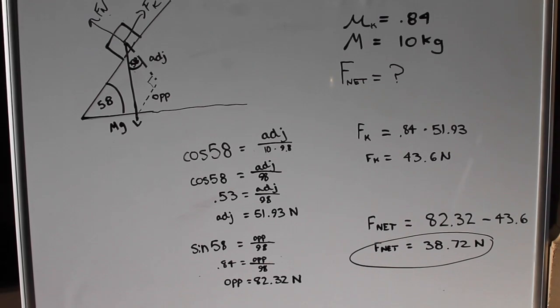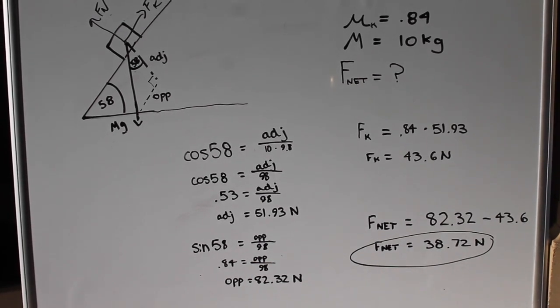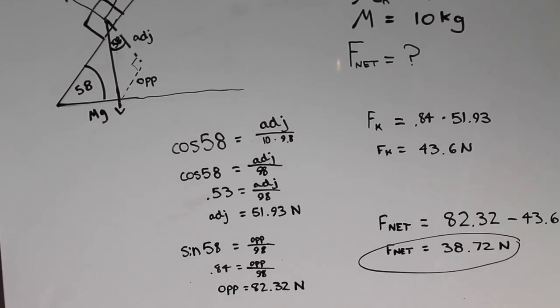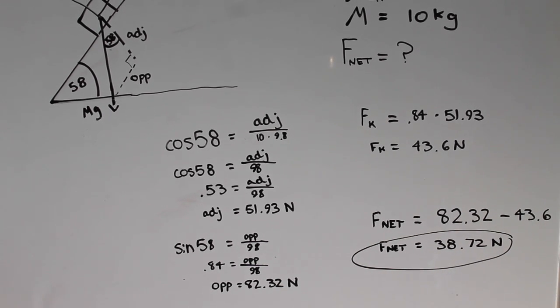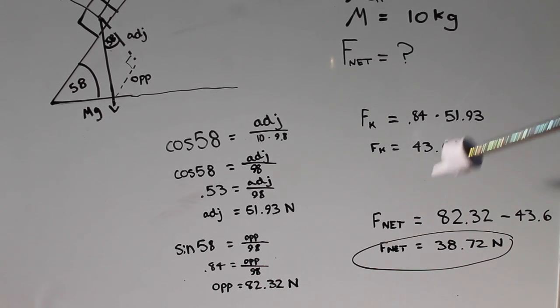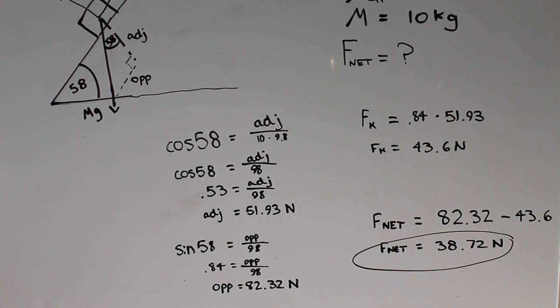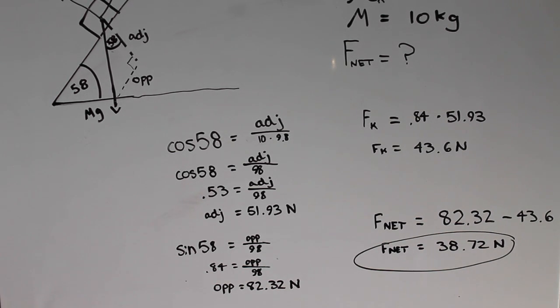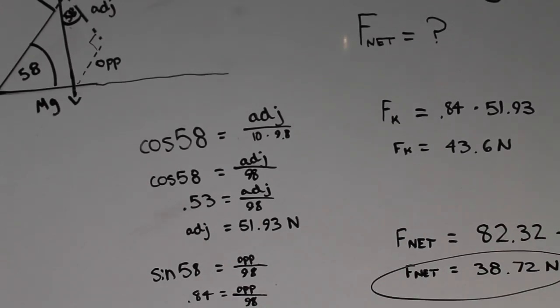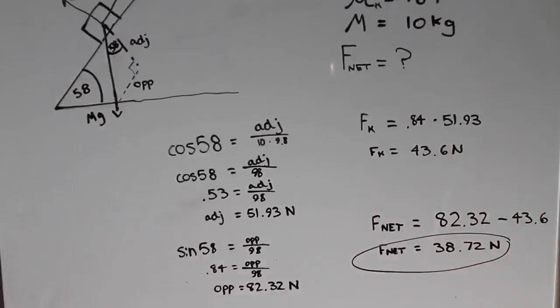So now that we have our normal force, and we know that the coefficient of friction was given to us, we can plug those both into the equation as seen here, and it should come out to give us approximately 43.6 newtons of kinetic friction force.